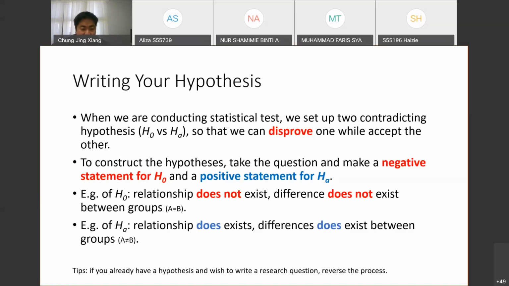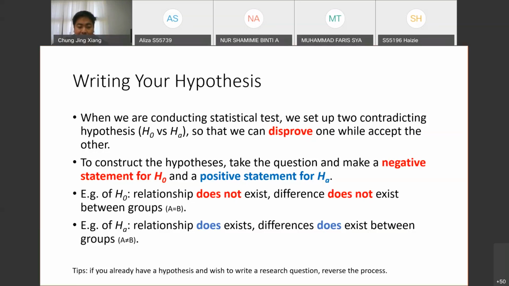Alternative hypothesis. So the example of H null that we can write is: relationship does not exist, or difference does not exist between groups. When we say does not, it means A is equal to B, or before is equal to after, sample A is equal to sample B. Because we are saying they do not exist. When we say not, it means equal.